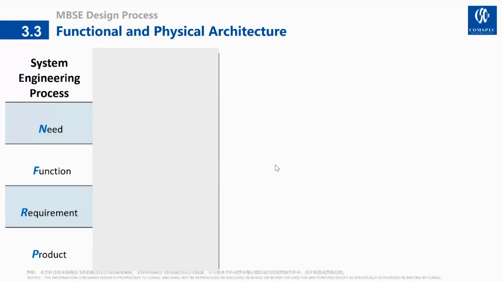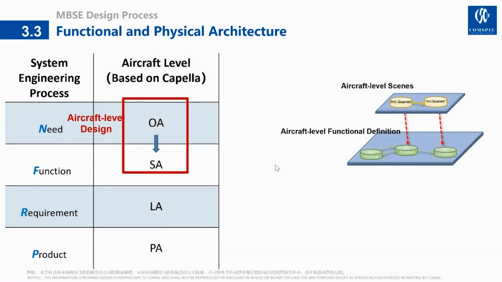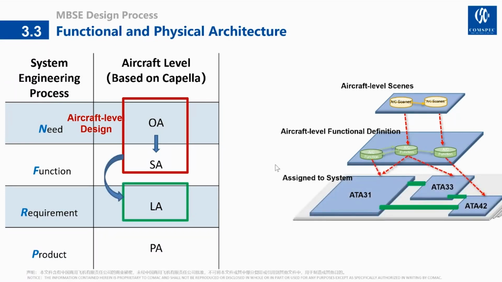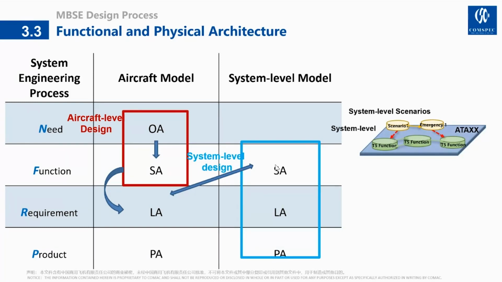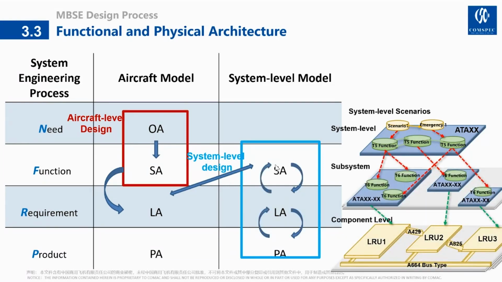First, we will introduce the functional and physical architecture model. The idea of system engineering of COMAC is from needs to functions to requirements and finally to the products. Based on this idea, modeling is done at the aircraft level based on Capella software and combined with aircraft level scenarios. Aircraft level functions are defined and OA and SA are established. Then, at the LA level, aircraft level functionalities are assigned to the systems. In the system model, functions are further refined and improved according to the system level scenarios to get the SA. Then, the LA layer implements the redundancy of functions and interactions, and finally implements both functions and logical into component level, and at last gets a system-level physical architecture model.